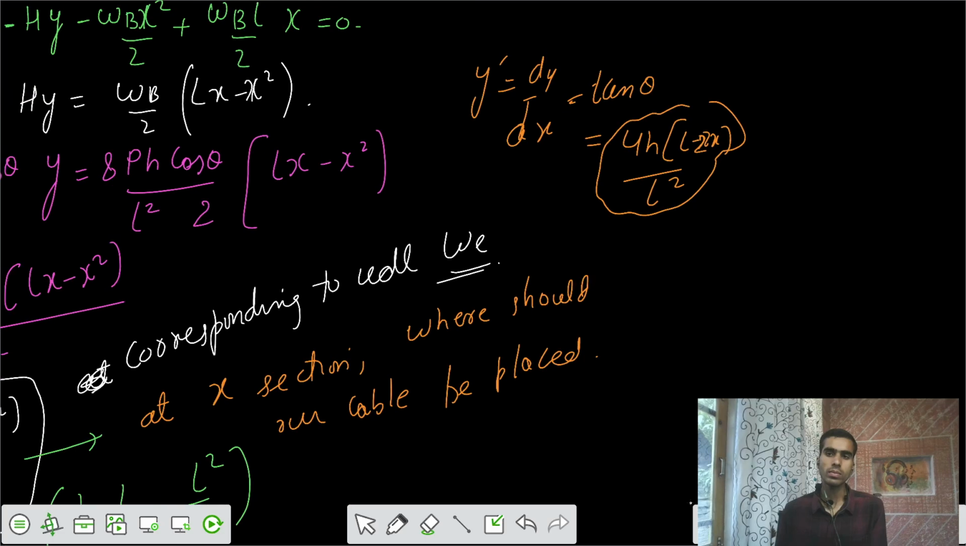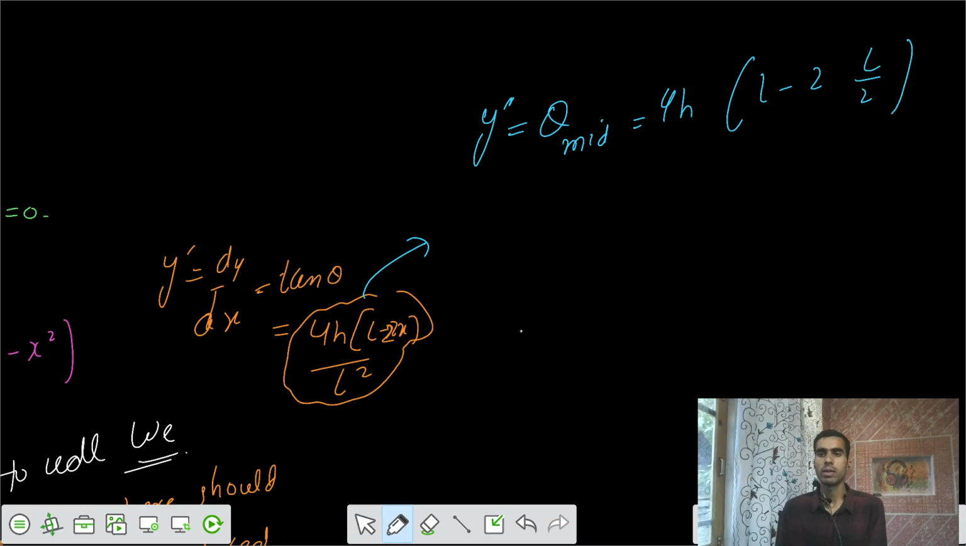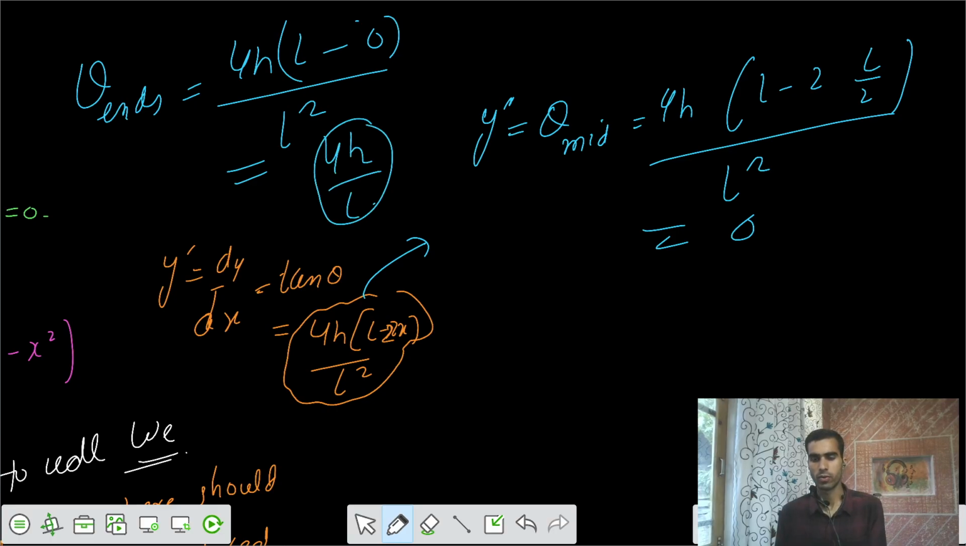Okay, slope equation. And I would say the slope at the midspan would be 0. Can you say that slope at the midspan would be 0? If we substitute that, what is the slope at the midspan? Or we can write theta at the midspan would be 0, because if we substitute x equals L by 2, then L minus 2x is 0. And theta at the ends would be equal to 4HL, this is your L minus 0, divided by L square, so 4h by L. So this is your theta at the ends, 4h by L.